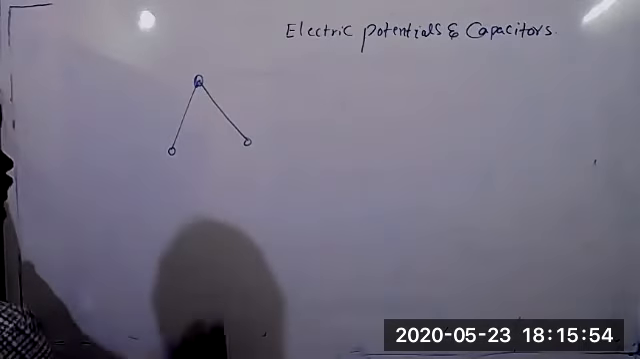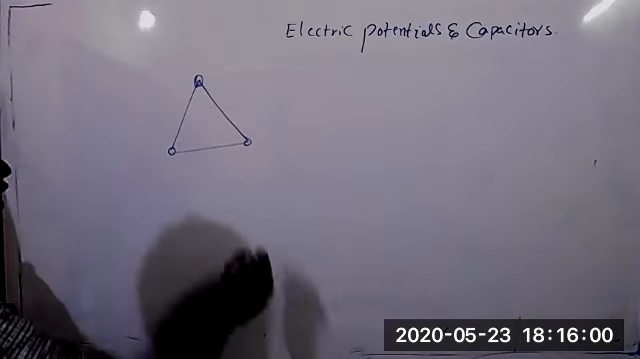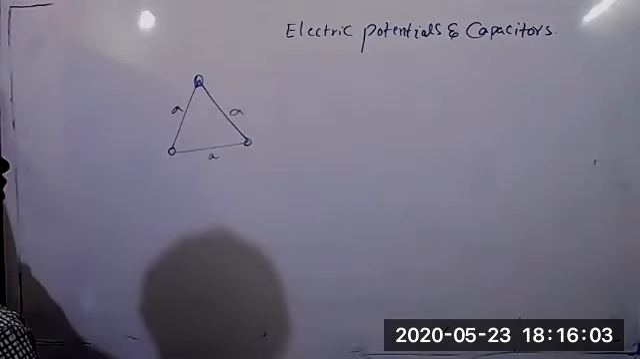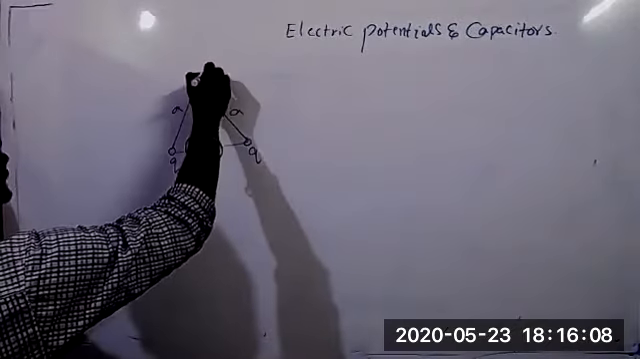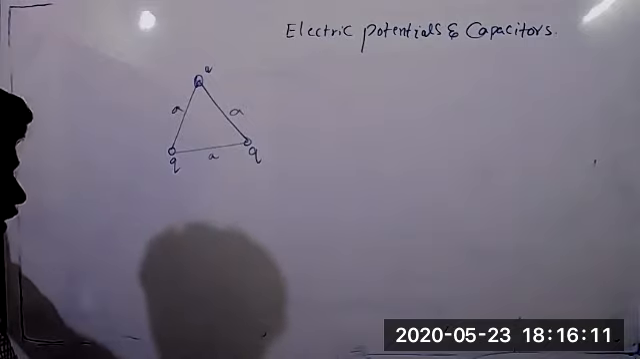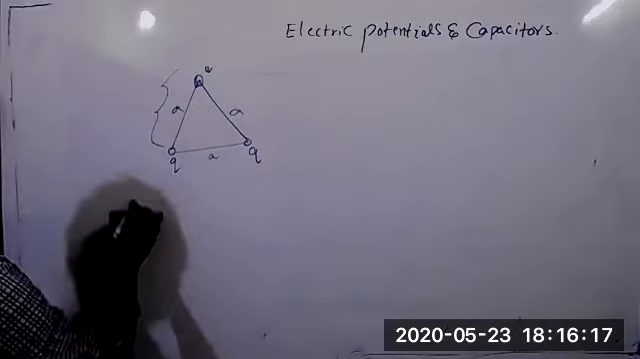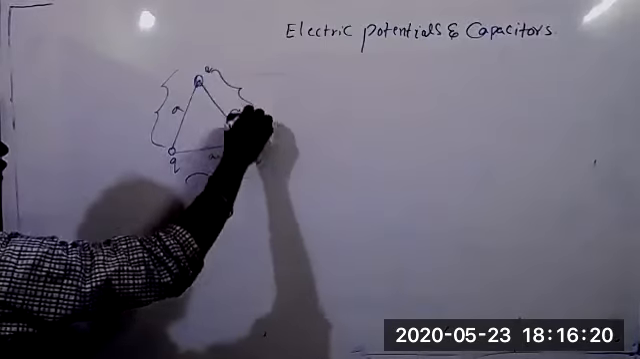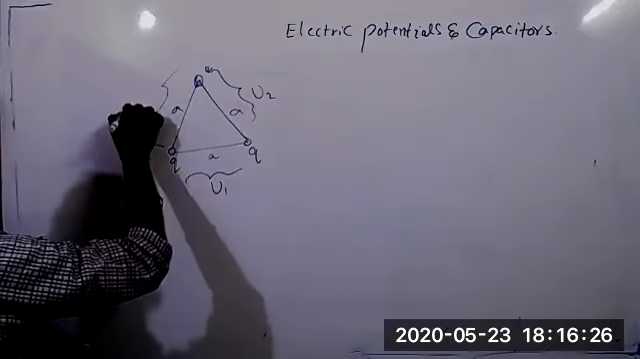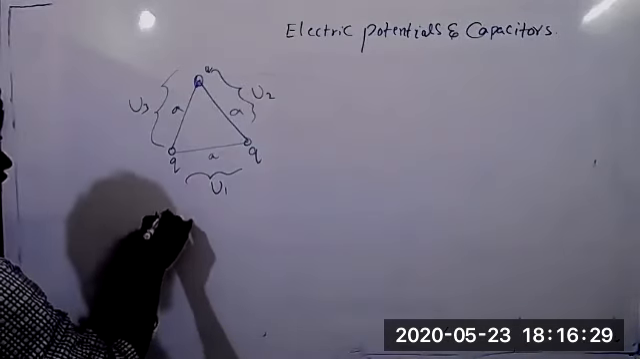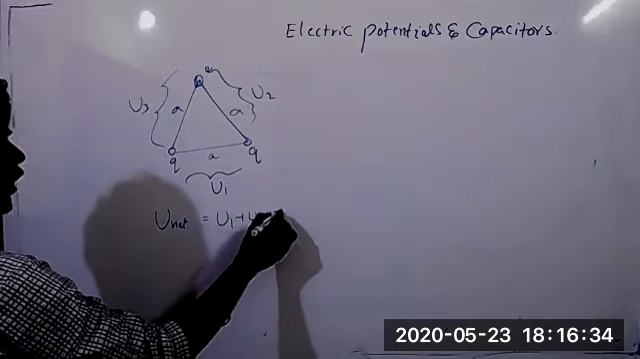So it is not only K into Q1 Q2 by R1, plus more terms. Suppose they have given A, it is Q and Q. Now if you want to calculate potential energy, potential energy will be there between these two charges, and between these two charges. Here I will take potential energy 1, potential energy 2, potential energy 3. So what is the net potential energy? Net potential energy equals U1 plus U2 plus U3.